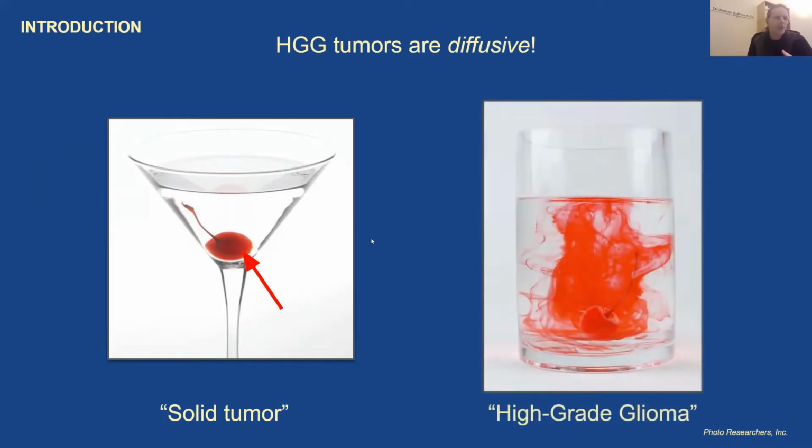Now, compare this to, say, a high-grade glioma. We still have a concentrated tumor core, but the way that it infiltrates surrounding tissue is done in a very diffuse manner, almost like a dye in a liquid. Now, it should also be mentioned, of course, that solid tumors also infiltrate normal tissue around it, albeit on a very much smaller scale.